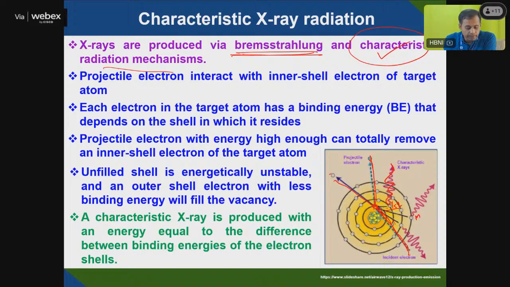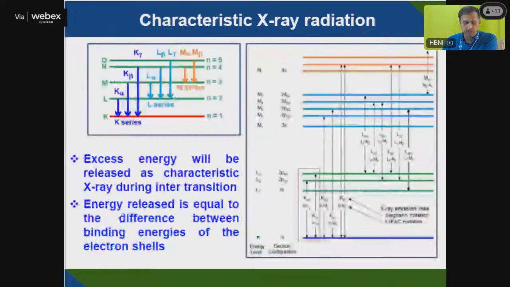If you see briefly, each electron in the target atom has a binding energy, so they are bound with some energy. When the incoming electron beam has higher energy than the binding energy, it knocks out the electron like a photoelectric effect. When a higher orbital electron falls into this empty orbital, an X-ray is produced with energy equal to the difference, how much energy it loses. That energy is your characteristic X-ray energy.